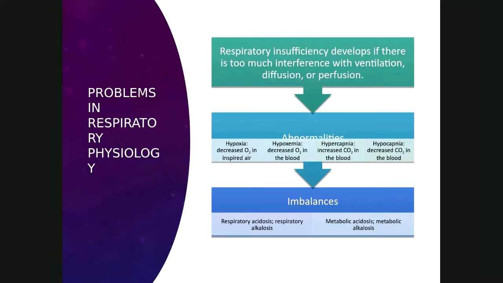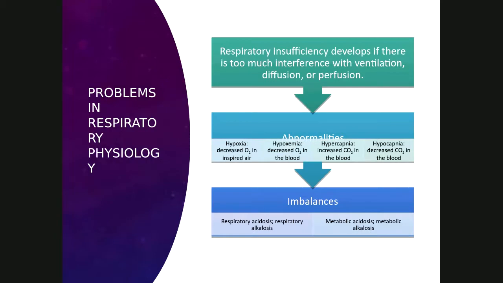Hypoxia affects tissues, organs, your overall body. And then again, hypoxemia is low levels in the blood. Hypercapnia, you can see that when someone's hypoventilating, they're not breathing properly, they're not getting that exchange, and they're collecting that CO2 in their body. And hypocapnia is the complete opposite. They're hyperventilating, and they're doing too much inhalation, they're getting too much oxygen, and they're not balancing that CO2.